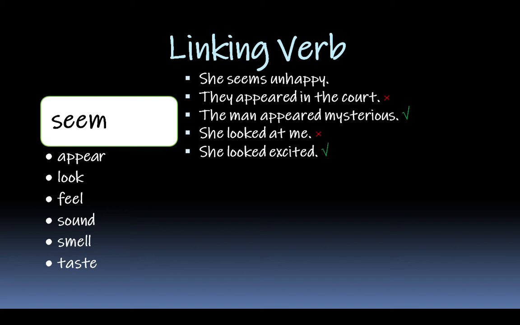So seem in this group is the central verb, and it's a kind of standard by which you can judge the other verbs, whether they are linking verbs or not. Take a look at the next example. He felt something in his shirt. Now this felt is a main verb. This is an action word.